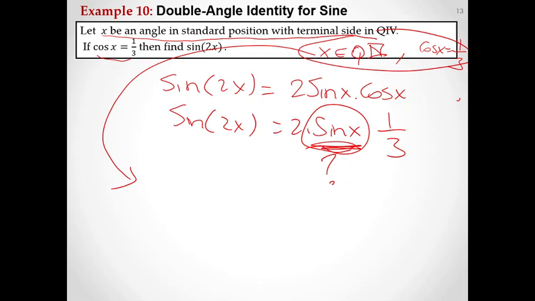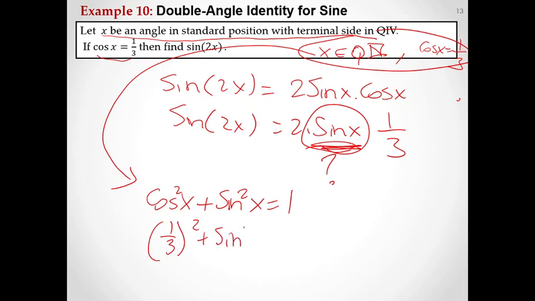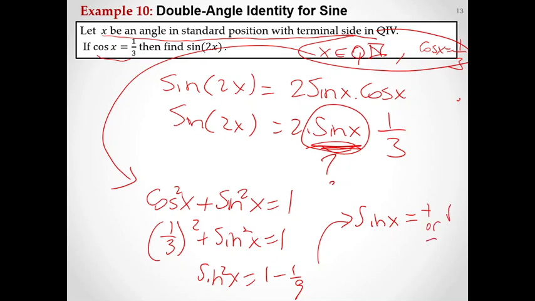In order to do it, let's set up the relation between sine x and cosine x. This is the fundamental relation, the most basic one: cosine squared plus sine squared is equal to 1. So cosine x is 1 over 3 squared, and then sine squared is equal to 1 minus 1 over 9. And now we have sine x equal to plus or minus square root 8 over 3. You can take the square root and see.